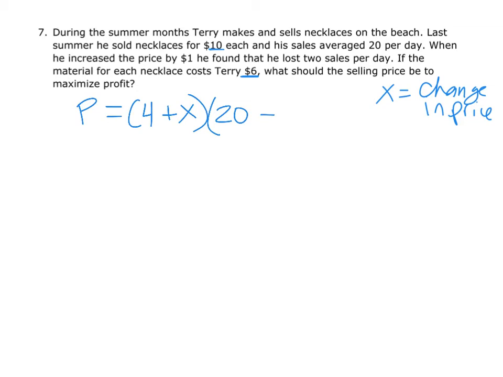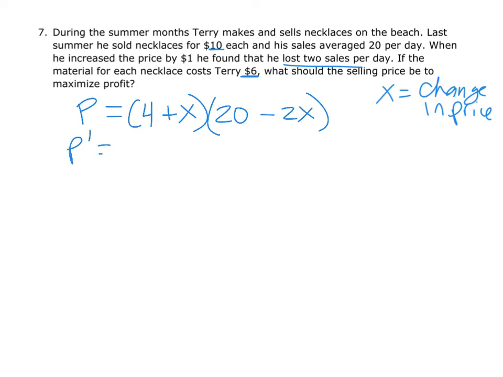Sorry, he found he lost 2 sales per day. So he's starting with 20. He's losing 2 per day. So the $4 is the profit. He was selling them at 10, but it took him $6. So $4 plus whatever the increase is, and then he was averaging 20 and then losing 2 per change in price. So that's your equation.